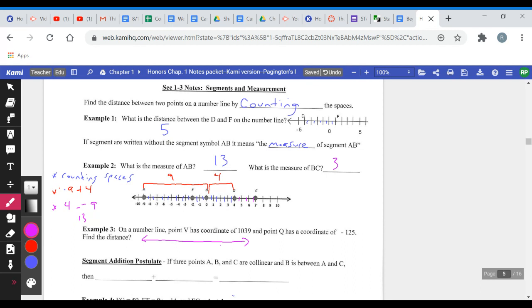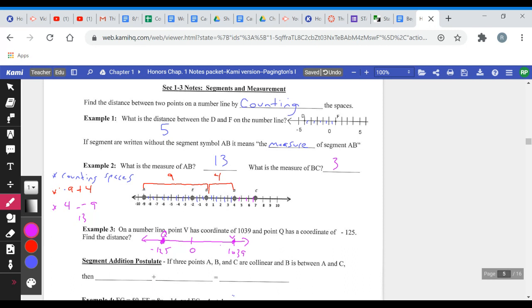I still think it's helpful to put it on a number line to visualize it. I always like to make sure I have 0 on the number line as a reference point. I know that -125 is going to be somewhere to the left of the 0, but it doesn't have to be specifically one particular location. And I'm going to name that Q. And I know that V is at 1039. It's somewhere to the right. And that is our V.